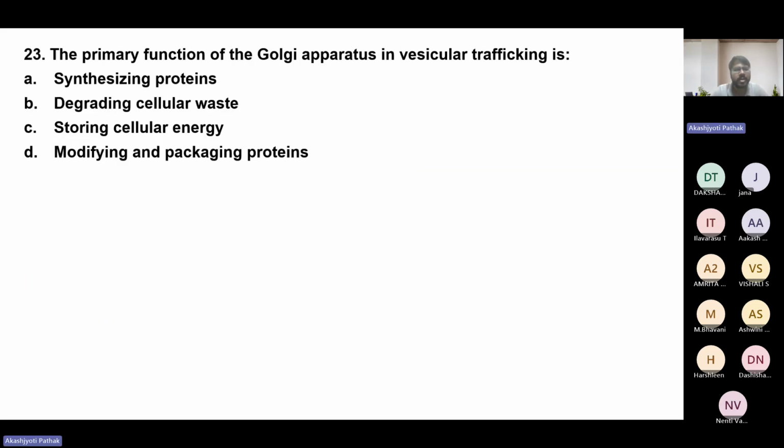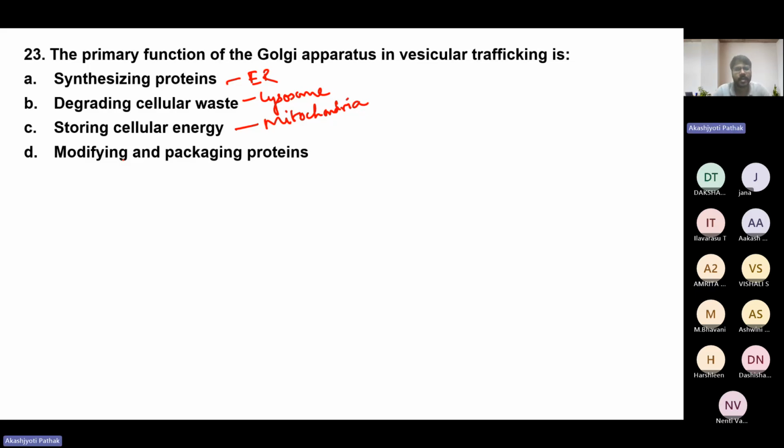What is the primary function of the Golgi apparatus in vesicular trafficking? Synthesizing protein is a function of the ER, so this is wrong. Degrading cellular waste is a function of the lysosome. This is false. Storing cellular energy is a function of the mitochondria. So option C is false. The only option which is correct is modifying and packaging proteins.